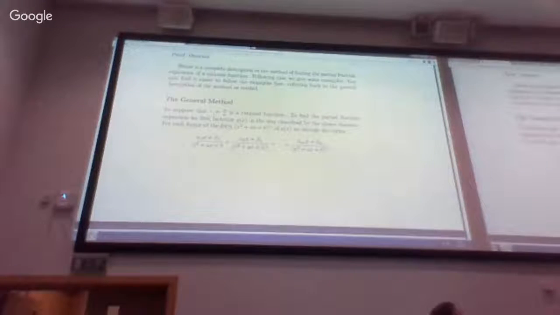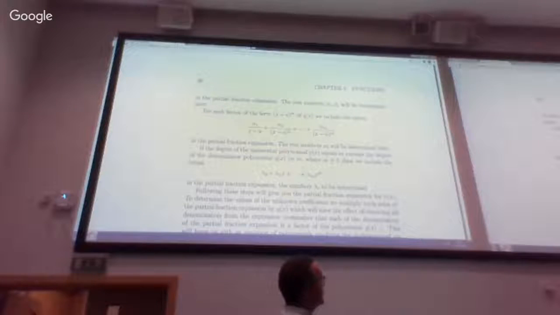Now, it may be we need to have some extra terms. If the degree of the numerator polynomial p is less than the degree of the denominator polynomial q, so if the degree at the top of the fraction is less than the degree at the bottom, then that's all you have. You just have these fractional terms.